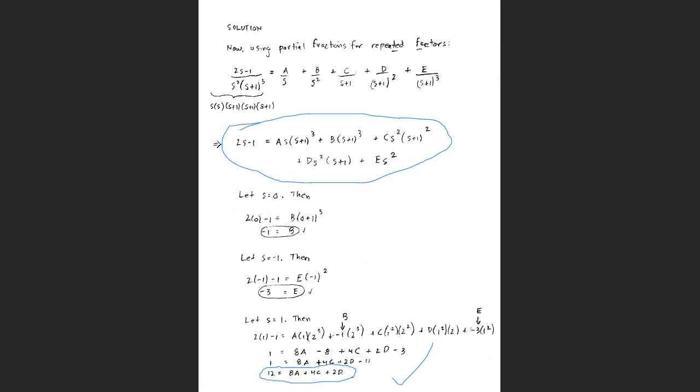Okay, so may I go to the next page? Okay, very good. So we've let s equals 0, s equals -1, and s equals 1. We've solved for b, we've solved for e. I have one equation, 3 variables. How many more equations do I need to solve for a, c, and d? 2 more. That's right, Zachary.